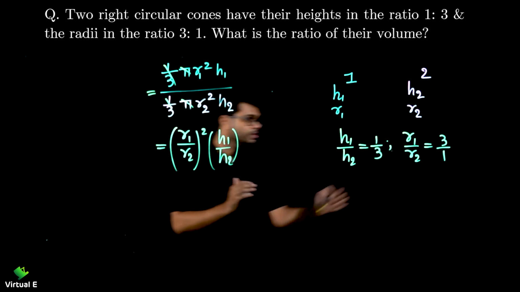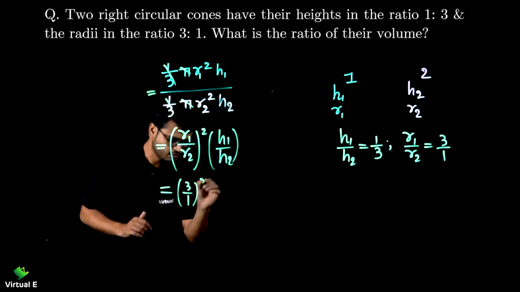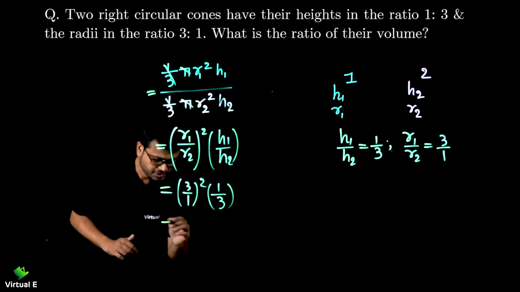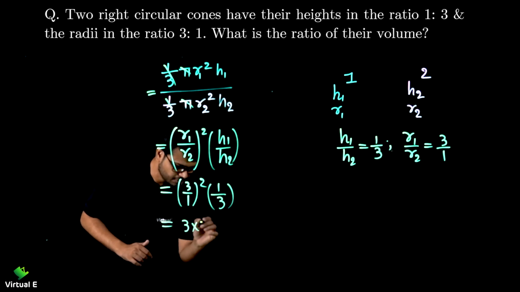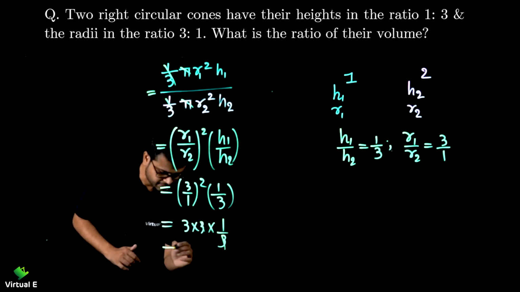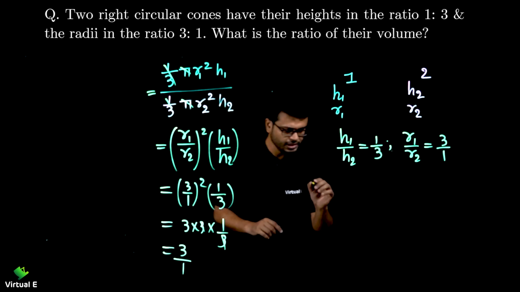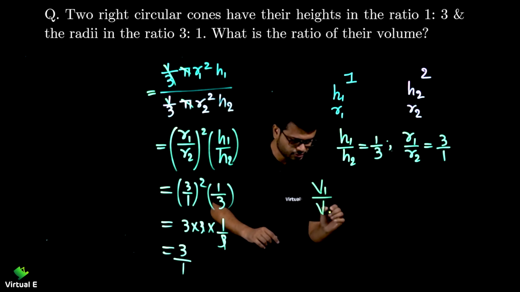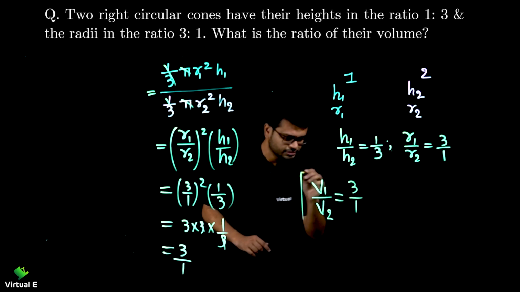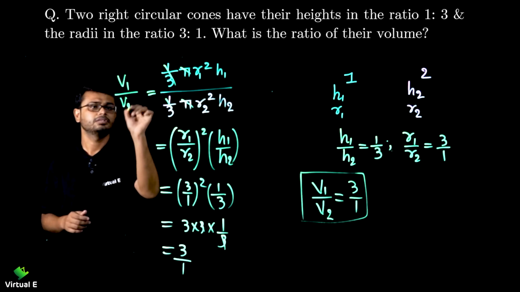So r1 by r2, what's the value? 3 by 1. So (3 by 1) square. And h1 by h2 is 1 by 3. So 3 square, so can I write 3 into 3? And here 1 by 3. 3 cancel. So what's the answer? 3 by 1. So the ratio of volume 1 to volume 2 is 3 by 1. That's my final answer. You can write here as well, V1 by V2.